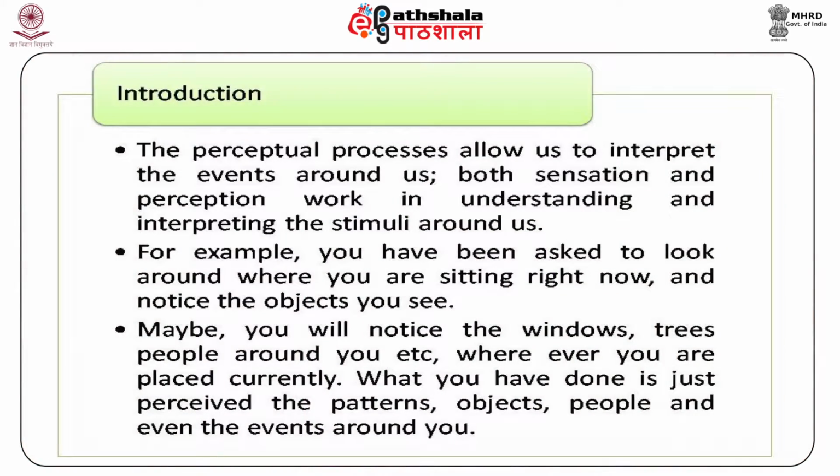The perceptual processes allow us to experience the world around us. Both sensation and perception work in understanding and interpreting the stimuli around us. For example, look around where you are sitting right now and notice the objects you see. Maybe you will notice the windows, trees, people around you, wherever you are currently placed. What you have done is perceive the patterns, objects, things, people and even events around you. All these things help make the conscious experience and allow us to interact with the people and objects around us.